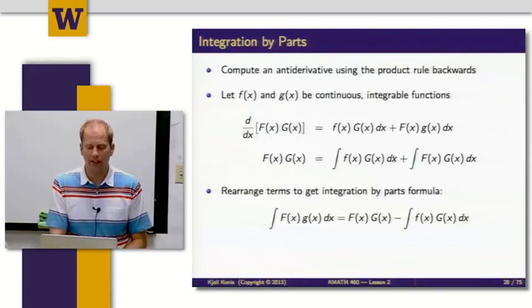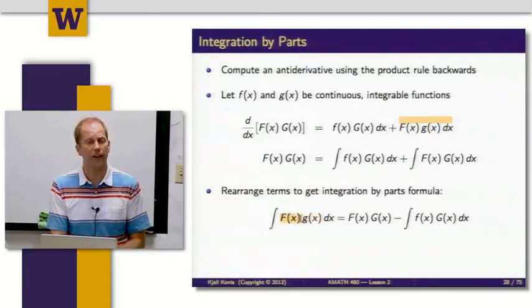And then I'm just going to rearrange these terms to get something called the integration by parts formula. So I'm going to take this second term, move it to the left-hand side of the equation, and move the other 2 terms to the right-hand side of the equation. And now what this is telling me is that if I can break my function up into a function that I can integrate, this g of x, and a function where I can take its derivative, then I can use this formula to evaluate this integral.